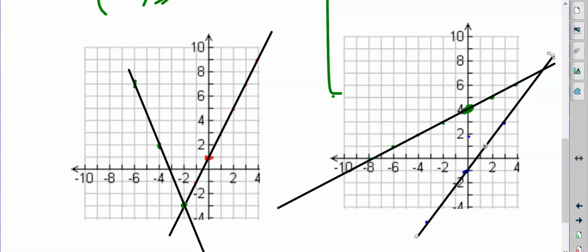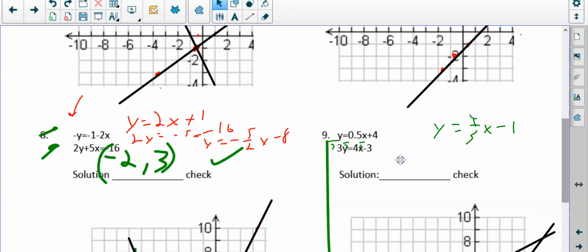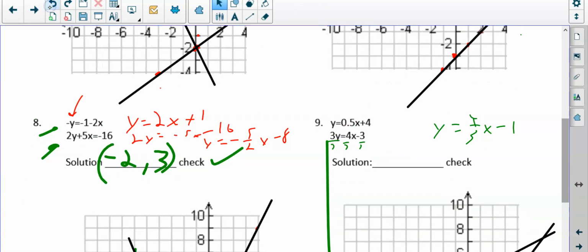Technology. So that looks like it meets around 6, 7. And I put them both in the calculator, and yes, it was 6, 7.